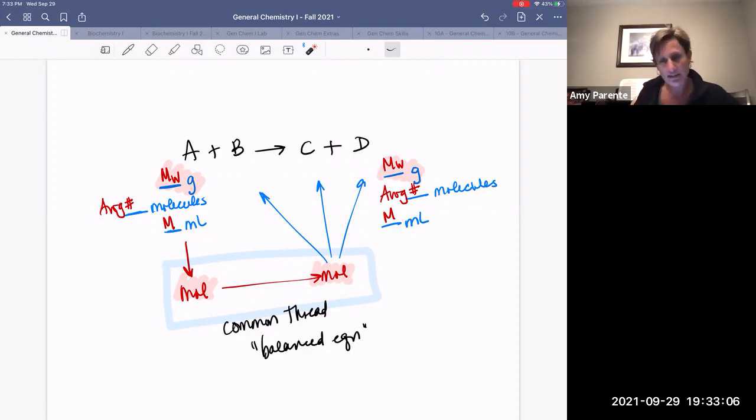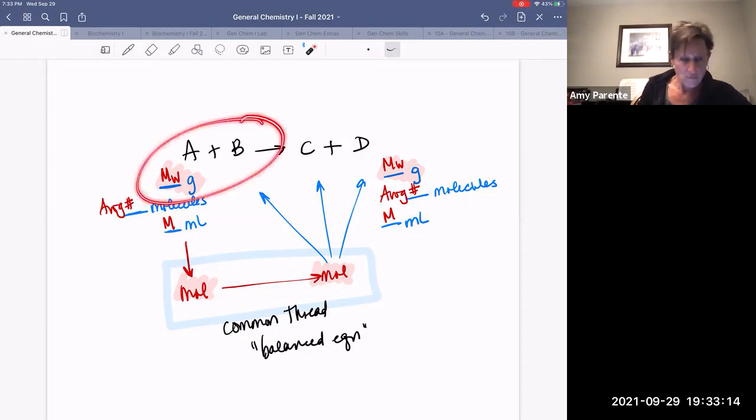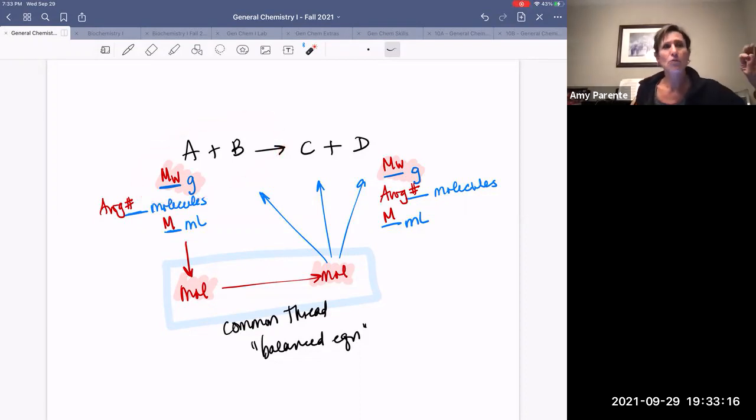And then we're going to move on in a little bit. We can do limiting reactant problems. And that's where you end up having multiple reactants that you start with, or quantities of multiple reactants. That's kind of a red flag that you've got a limiting reactant problem.